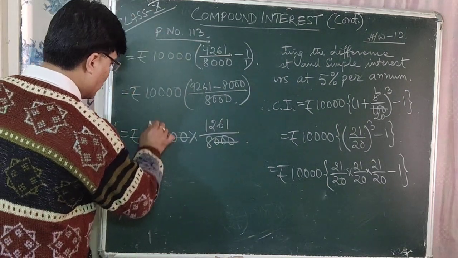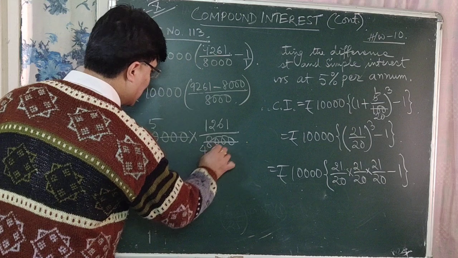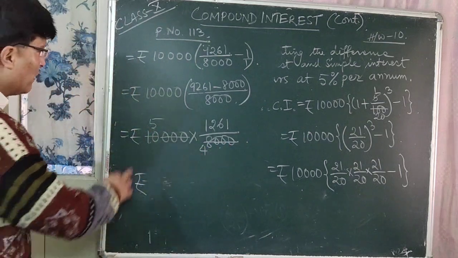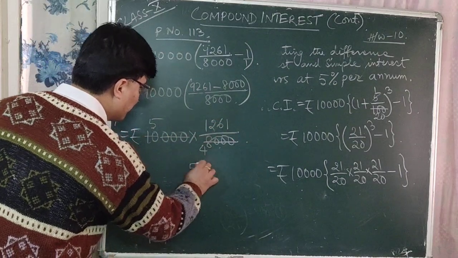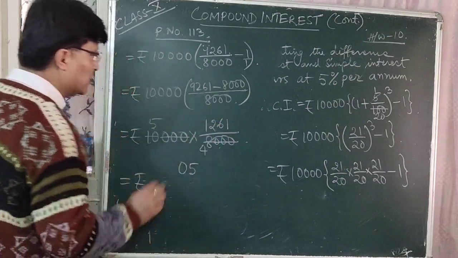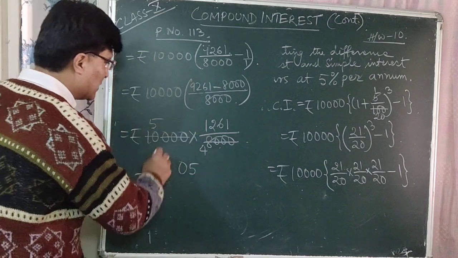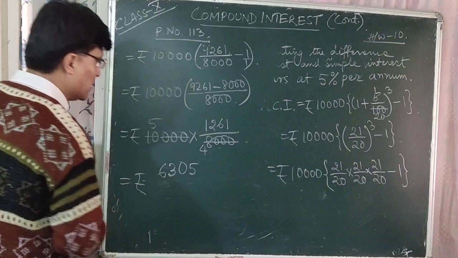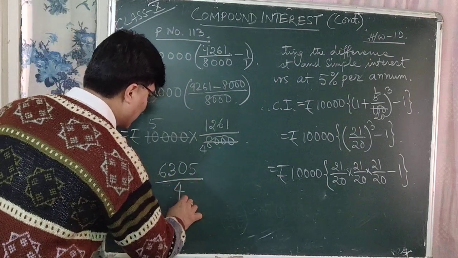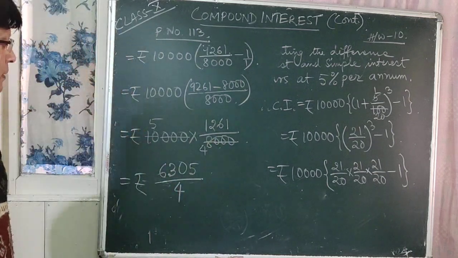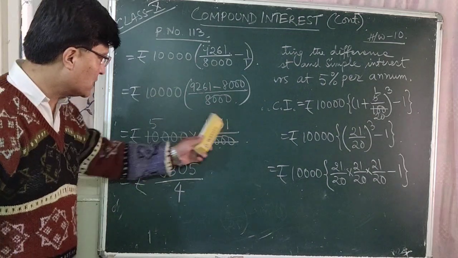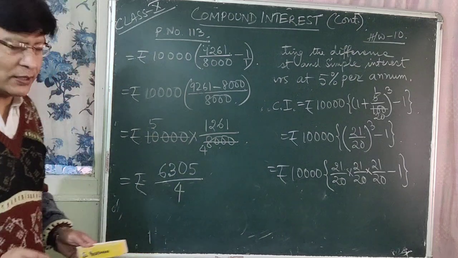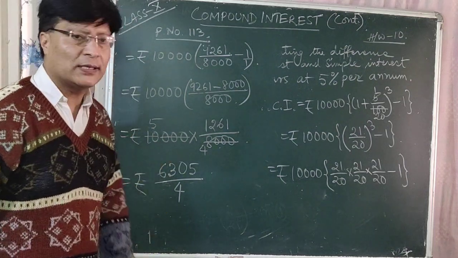Now 2 5s are 10, 2 4s are 8. So it is equal to rupees. Now multiply by 5 here. 5 1s are 5, 5 6s are 30, 0, 3, 5 2s are 10 plus 3 is 13, 1, 5 1s are 5 plus 1 is 6, whole divided by 4. That is 5 1s are 5, 5 6s are 30, 0, 3, 5 2s are 10 plus 3 is 13, 1, 5 1s are 5 plus 1 is 6.